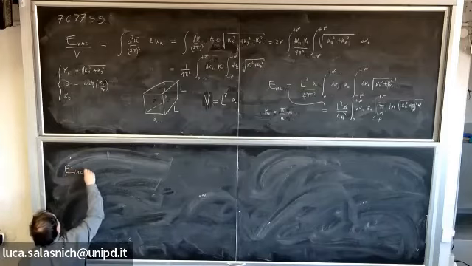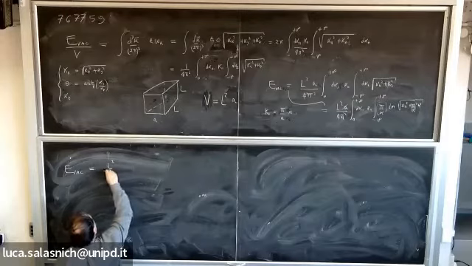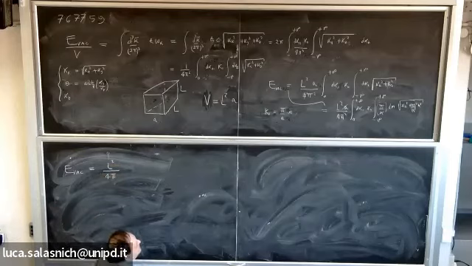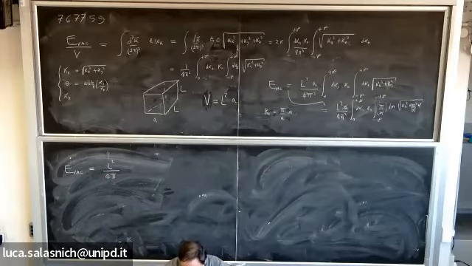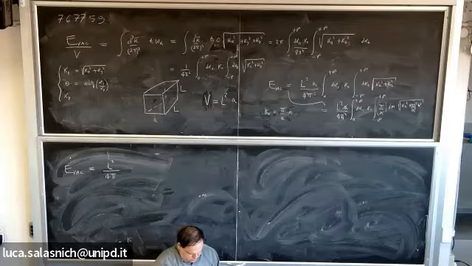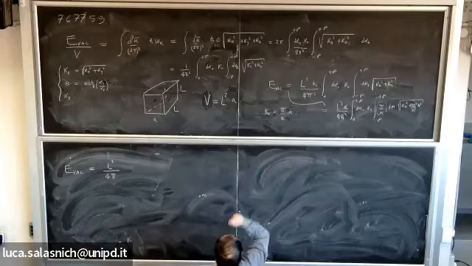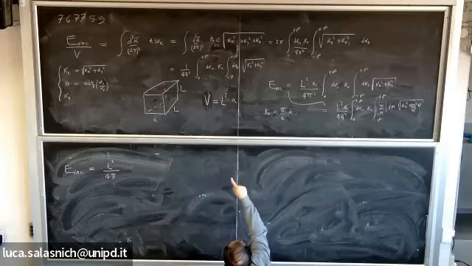the energy of the vacuum is n squared divided by 4 pi. Let me check if it's correct. I think so, but I want to be sure. Just a moment. Sorry, I forgot something. What about the 2 pi? The 2 pi was there.